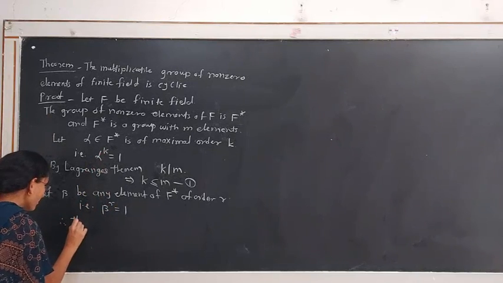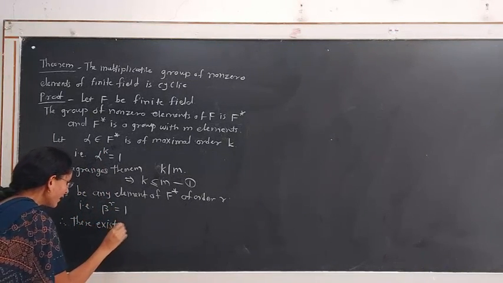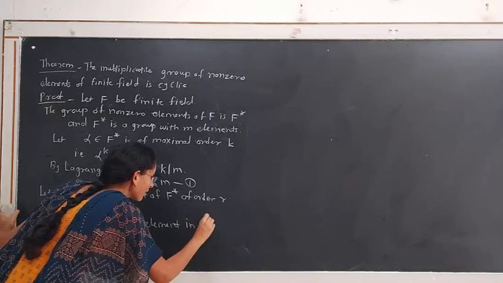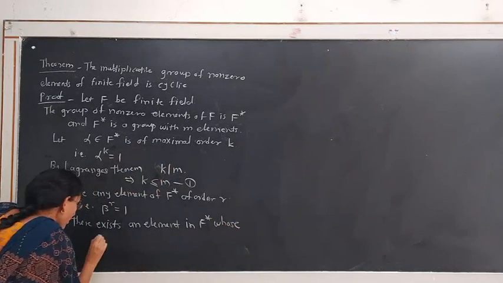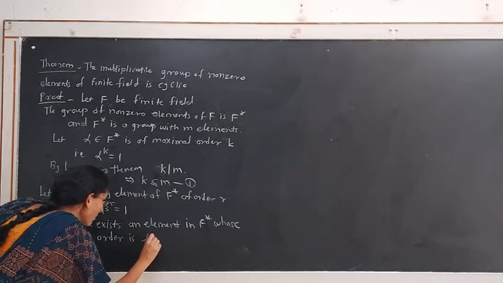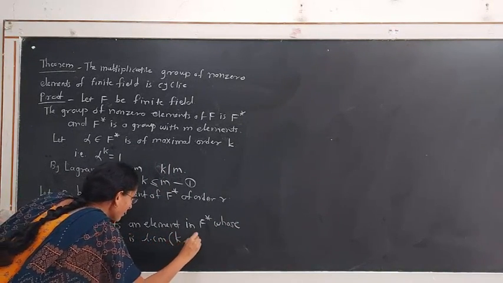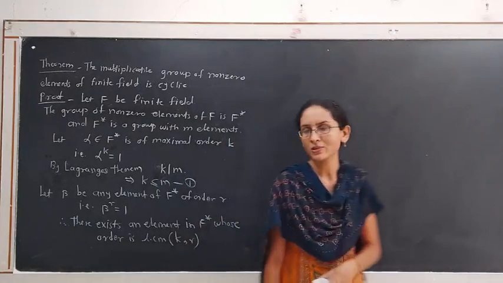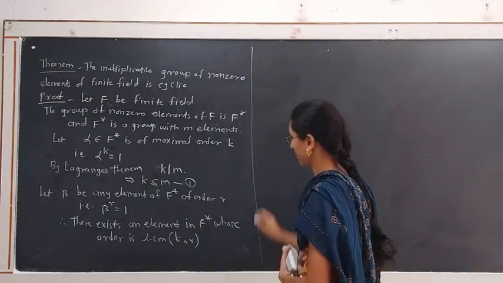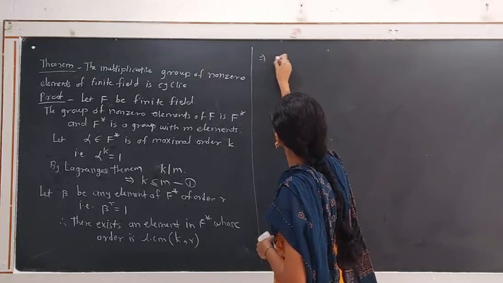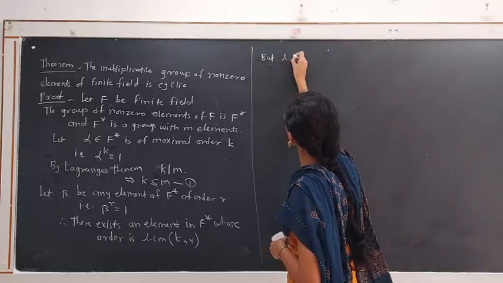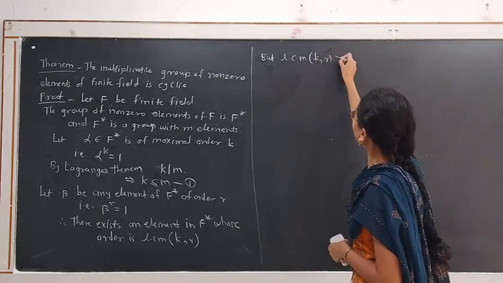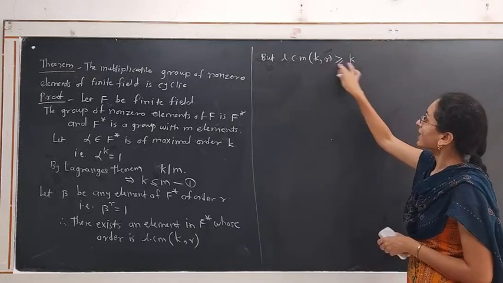Therefore, there exists an element in F star whose order is the least common multiple of K and R. But we know the least common multiple of K and R is greater than or equal to K. LCM of K and R is greater than or equal to K.